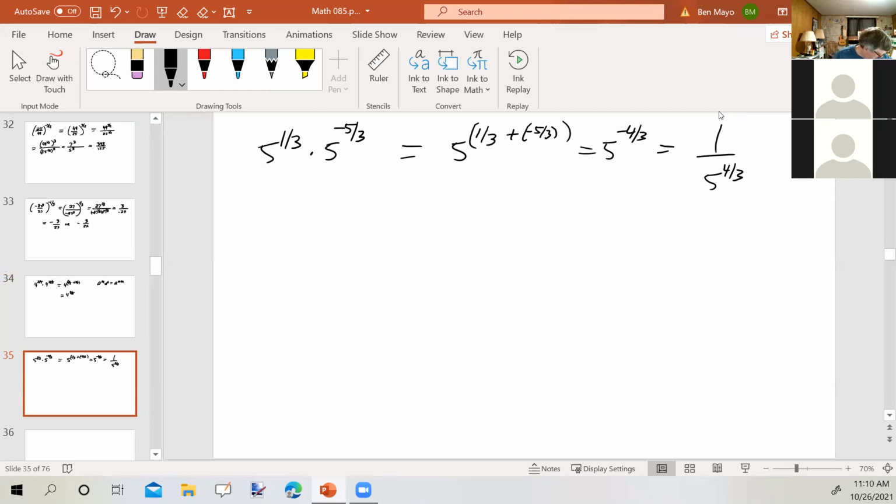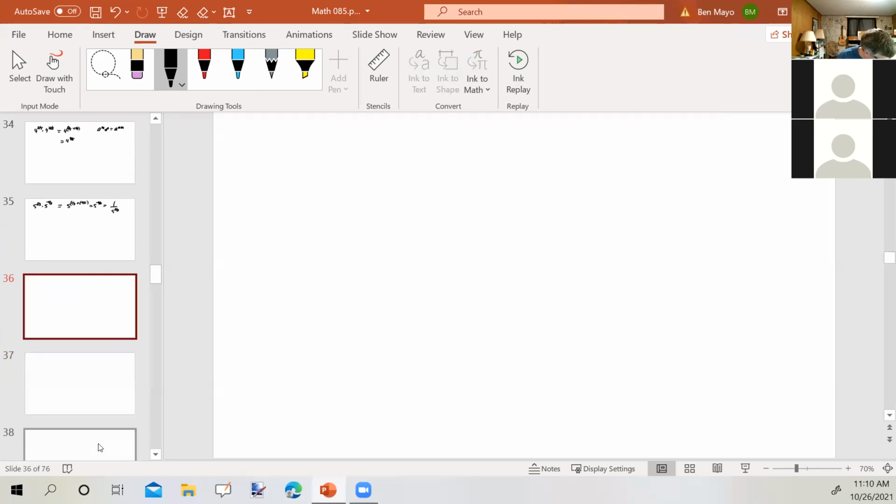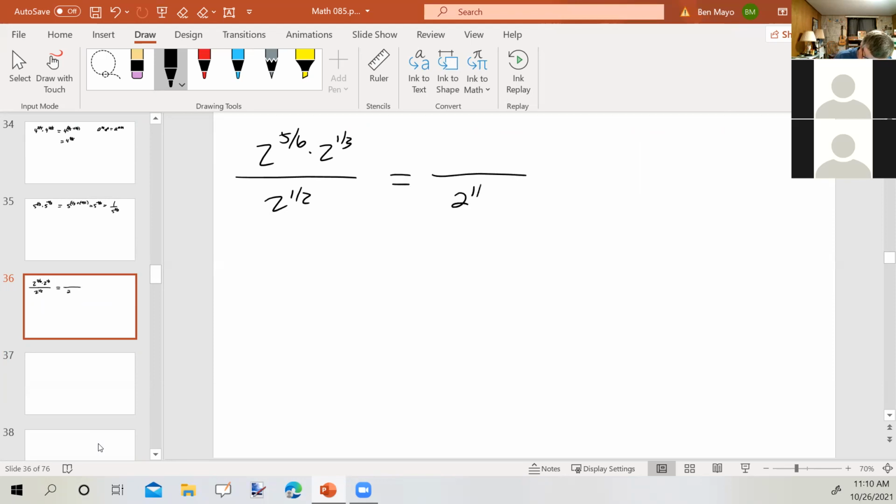How about this one? 2 to the 5/6 power times 2 to the 1/3 power over 2 to the 1/2 power. Well, I'm not going to do anything yet with the denominator. The numerator is going to be 2 to the 5/6 plus 1/3. But now I'm adding two fractions that don't have the same denominator. So let's do that as a separate problem.